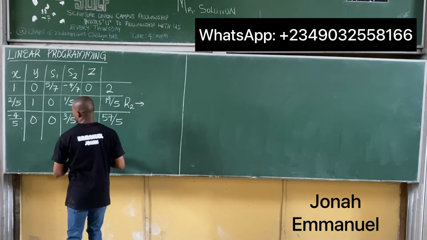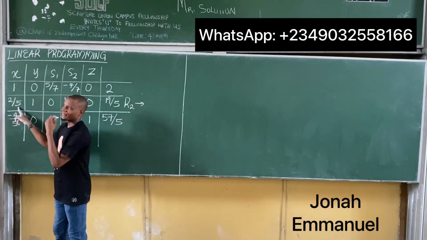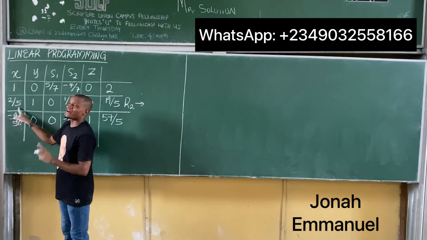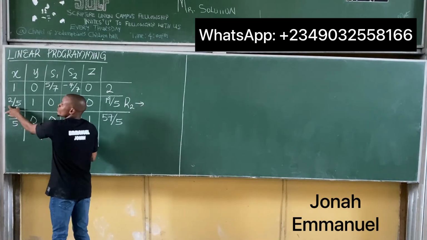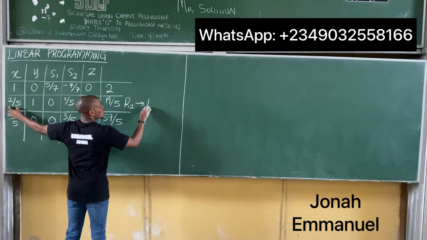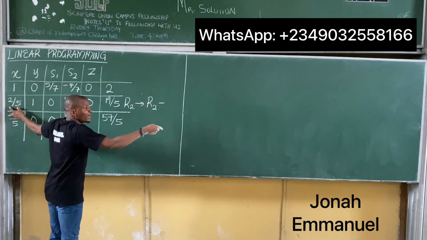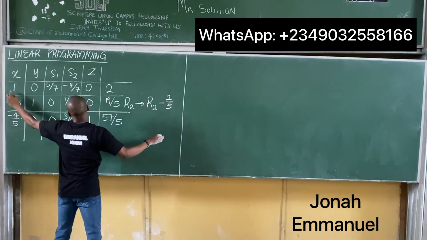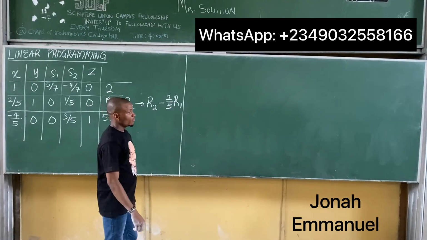So R2 becomes what there? The idea is this, I'm having 2 over 5. How do I make 2 over 5 to be 0? If I subtract 2 over 5 from 2 over 5, that gives me 0. So, keep 2 over 5 pending. It becomes R2 minus, to get 2 over 5, I have to do 2 over 5 times 1 here, which is R1.